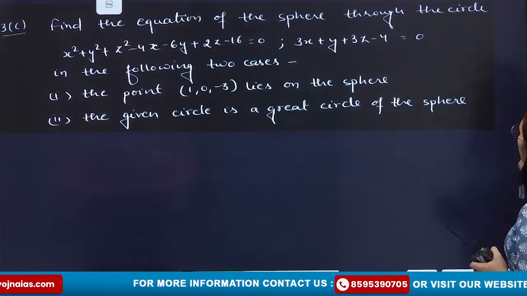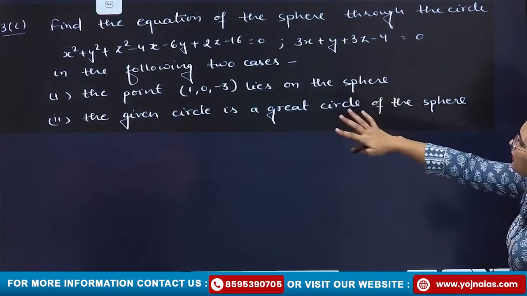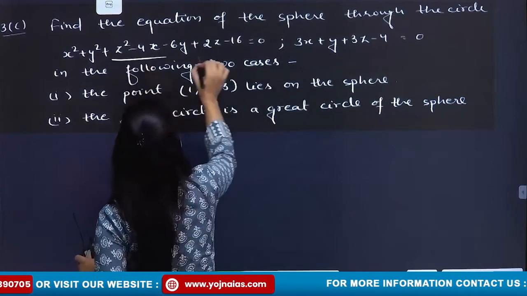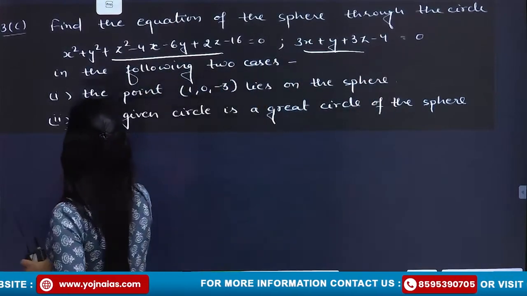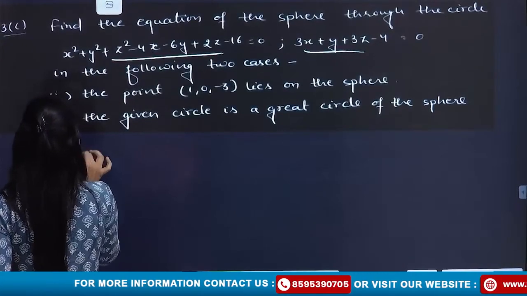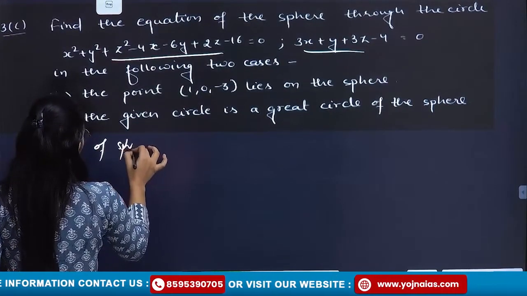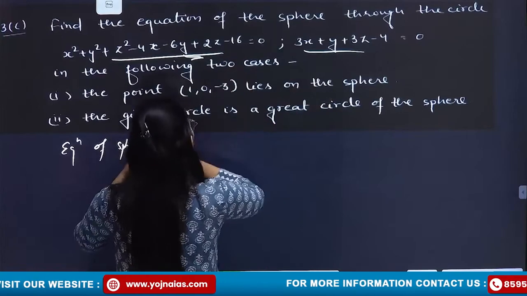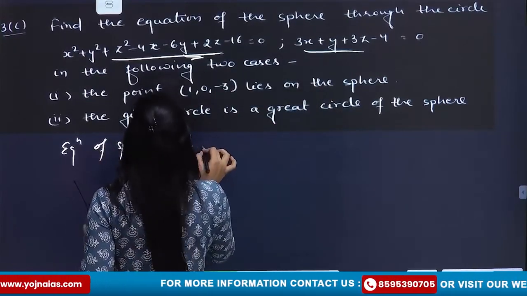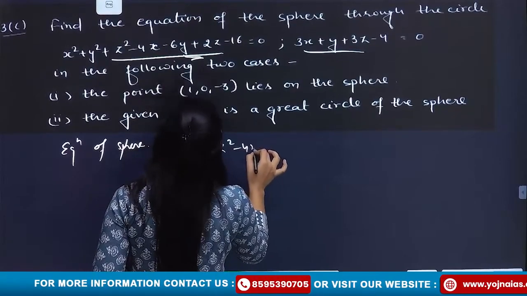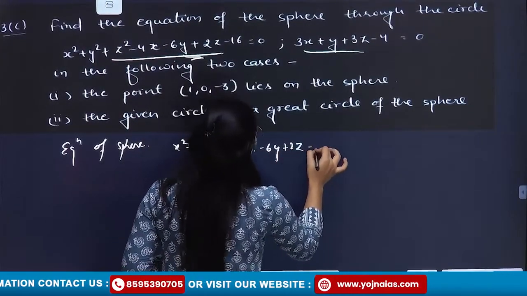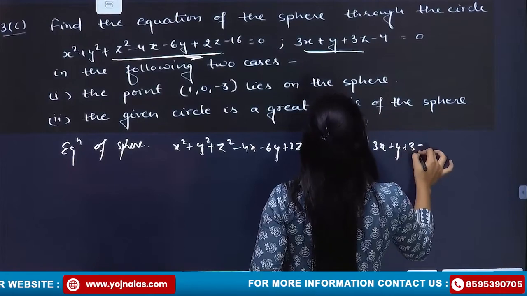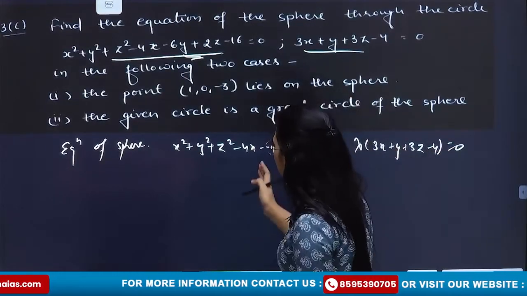Find the equation of the sphere through the circle. This is the circle. Following two, first tell me, you have been provided the equation of the circle, that is a plane. Circle plus plane, so it is x square plus y square minus 4y minus 6 plus lambda times the equation of the plane, that is going to be the equation of the sphere.